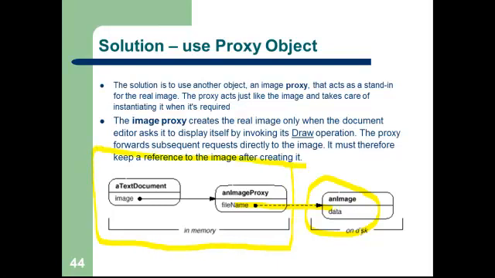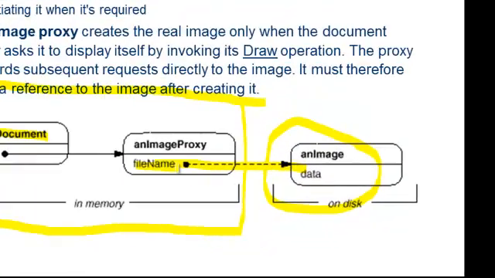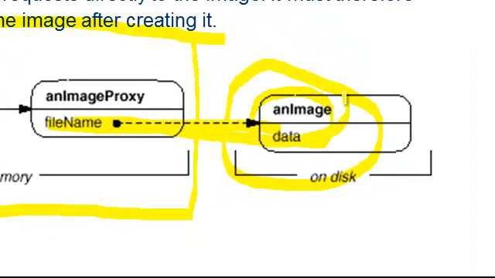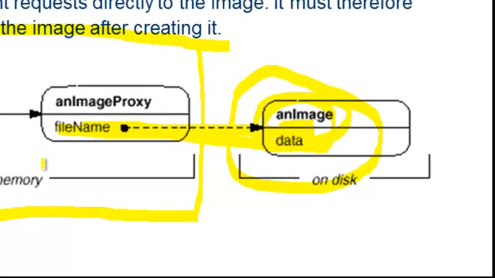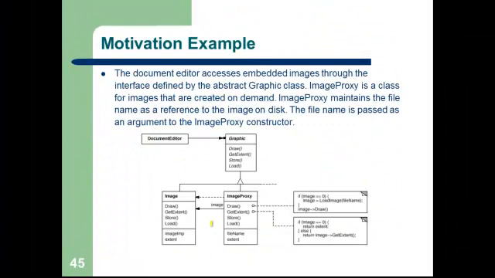Here's how you understand this structure, and also pay attention to what's in memory and what's on disk. This image is actually on disk. Here's my Microsoft Word. I needed a huge image, so I get a proxy. The proxy has information about the actual image. When the document is ready to load that image in memory, it calls the proxy. The proxy gets the image and loads it into memory.